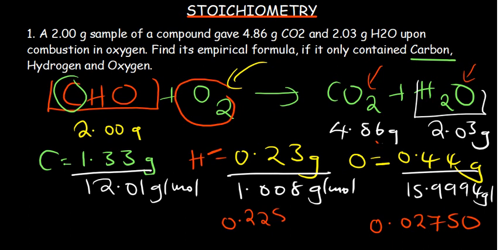Okay, so for carbon to be 0.11. It's advisable to indicate 4 significant figures. So 0.1107. Then for hydrogen to be 0.2282. Then for oxygen 0.02750.